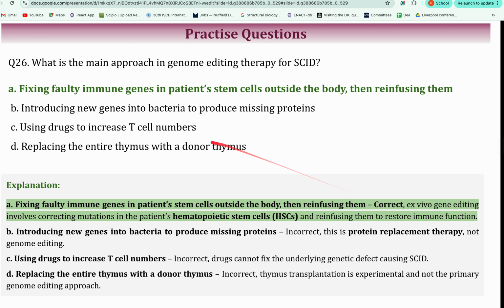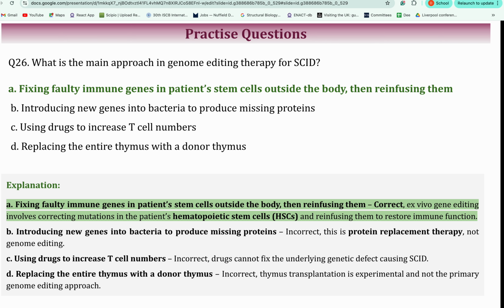Now, second option was that introducing new genes into the bacteria to produce the missing proteins. So, what we will do by producing missing proteins in bacteria? So, this option is not right because this is the protein replacement therapy and this is not the genome editing. So, in case of hemophilia, for example, we have seen that we supply certain genes which mimic the factor 8 activity. So in that case, we do the protein replacement therapies. So in this case, it is not right.